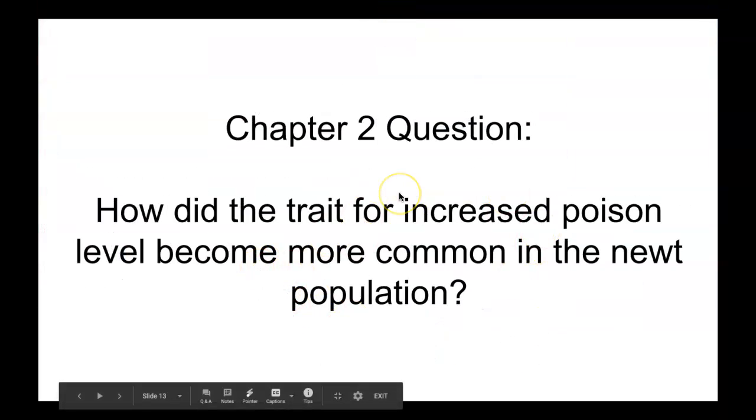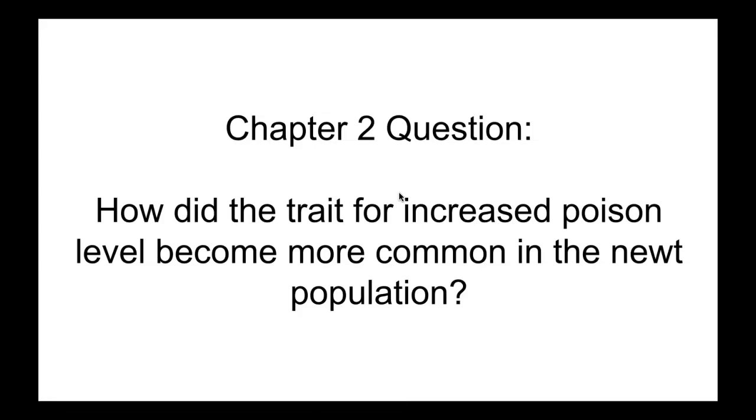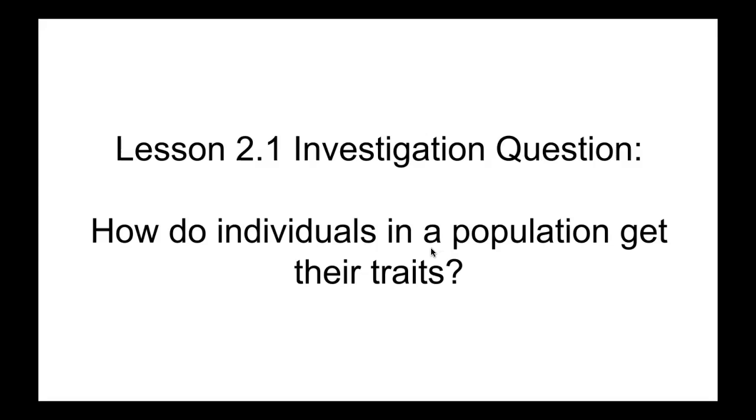Again, the chapter 2 question is, how did the trait for increased poison level become more common in the newt population? And to help us answer the chapter 2 question, we're going to first start by investigating how individuals in a population get their traits. So if Sherman is right, then reproduction should produce offspring with adaptive traits. And so we're going to test that in a sim.